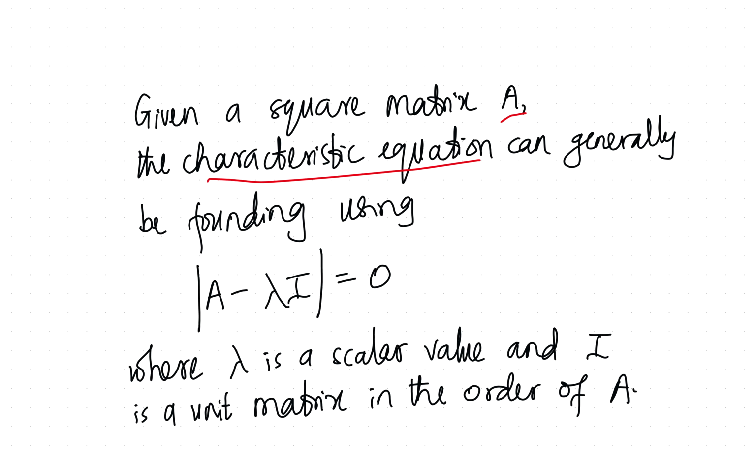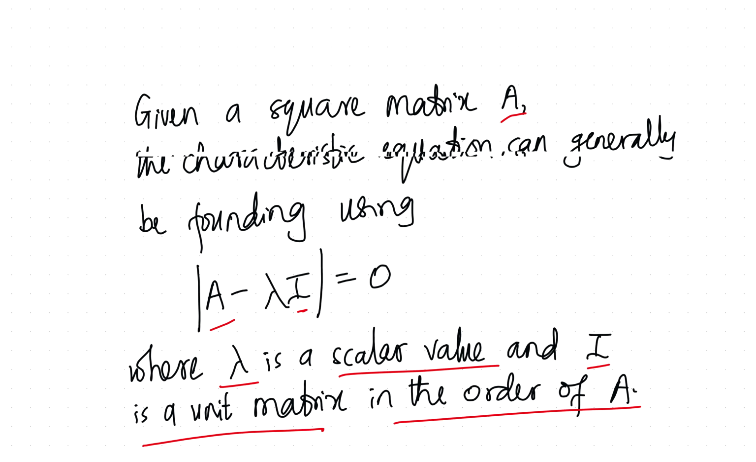You always know that lambda is a scalar value, and I is a unit matrix in the order of A. If A is a 2 by 2 matrix, I is a 2 by 2 unit matrix. If A is a 3 by 3 matrix, I is a 3 by 3 matrix. If A is a 10 by 10 matrix, I is a 10 by 10 unit matrix. So this is the general way to get the characteristic equation. I'm going to take the pain of going through that process one more time.